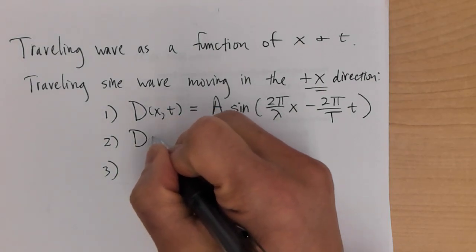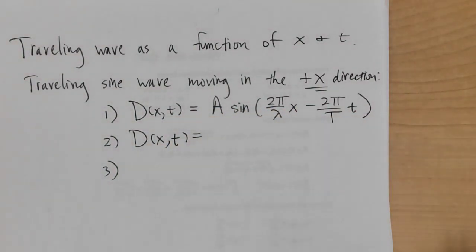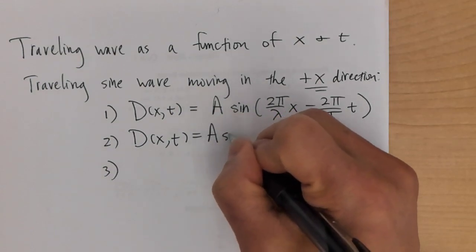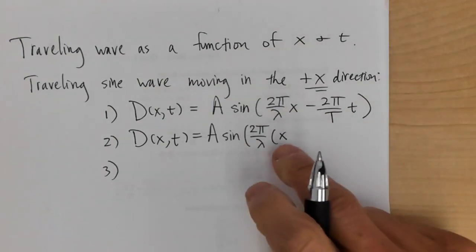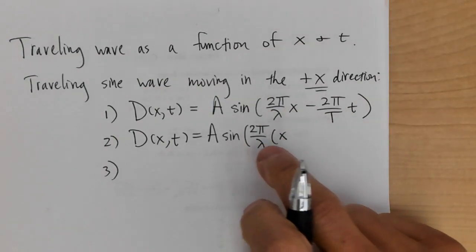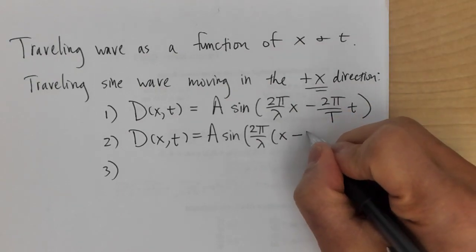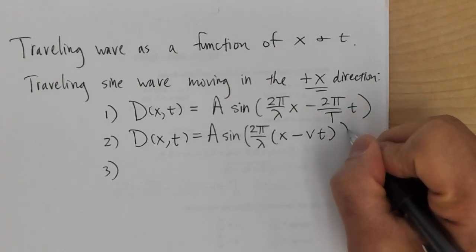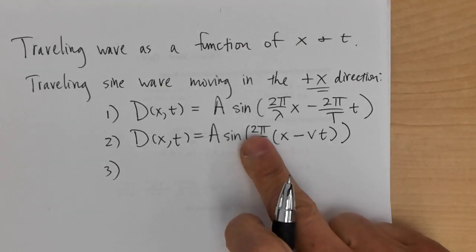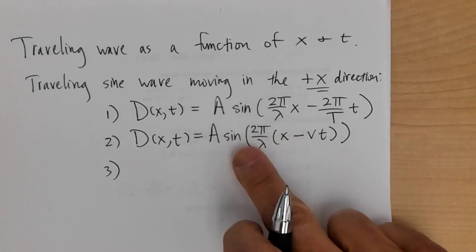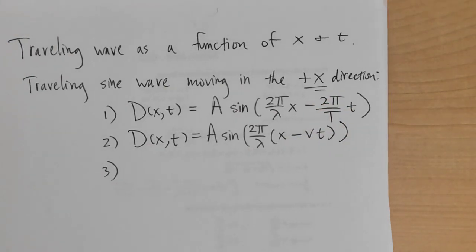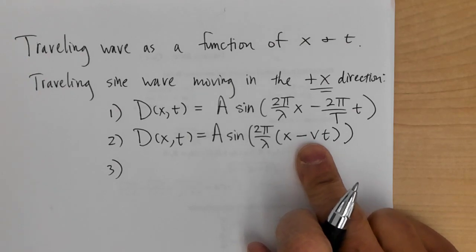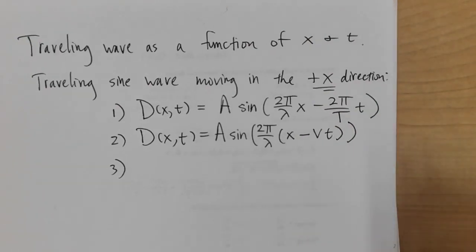Let me write down a different way of writing this. Okay, it's going to be the same formula, but I will pull out the factor of 2 pi over lambda in front, like this. And then I will multiply v times t like that. If I take 2 pi over lambda and multiply it with v, distributing this product, I will end up getting exactly 2 pi over T. This follows from the fact that v is equal to lambda over T. So v is the wave speed.